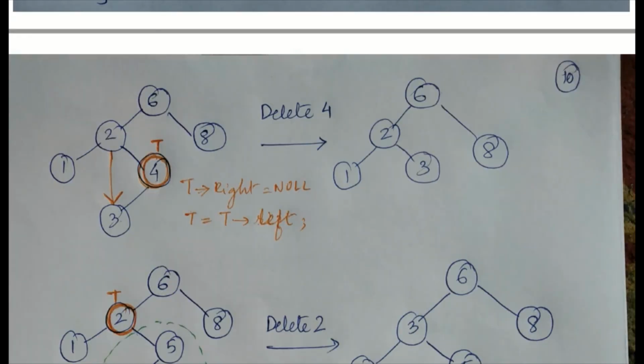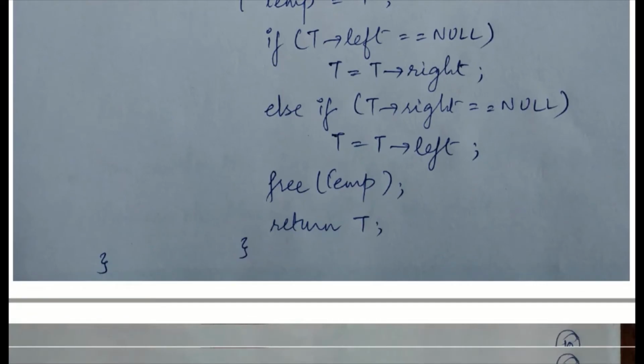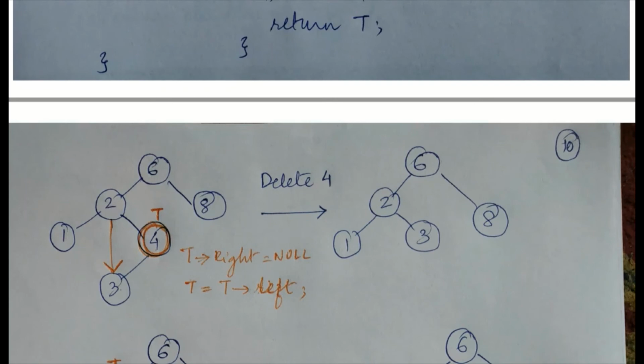so let's do another example here. We just did for 0 and 1 child. Okay, let's do first for 0 and 1 children. So when you delete 4, you will keep calling the delete function till you get to the t where t to element is equal to 4. Once you find that, how will you get to know whether it has 0 or 1 children? If both left and right pointers are not null, that means it has 2 children. We haven't covered that case yet.